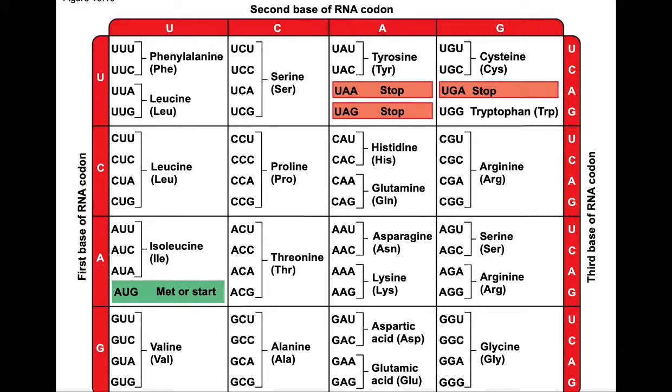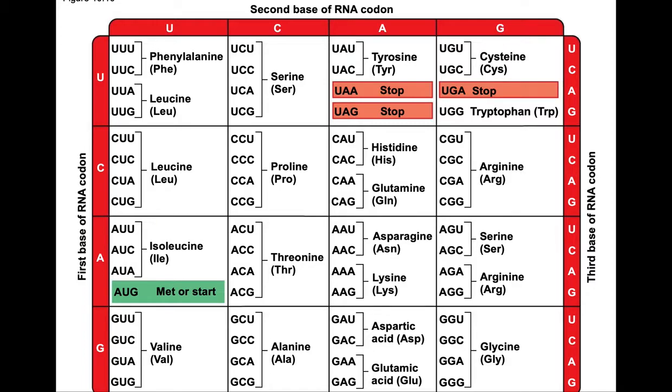Now, what do you have to memorize off this chart? You need to know the 3 stop codons that you see at the top. So you do have to memorize those 3. So the 3 stop codons are UAA, UAG, UGA. So those are the 3 stop codons you have to memorize. UAA, UAG, UGA.